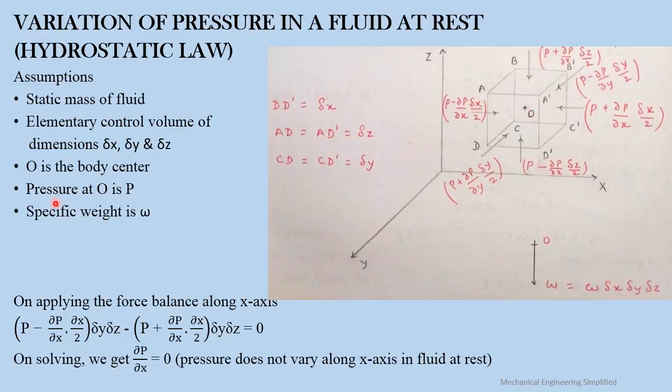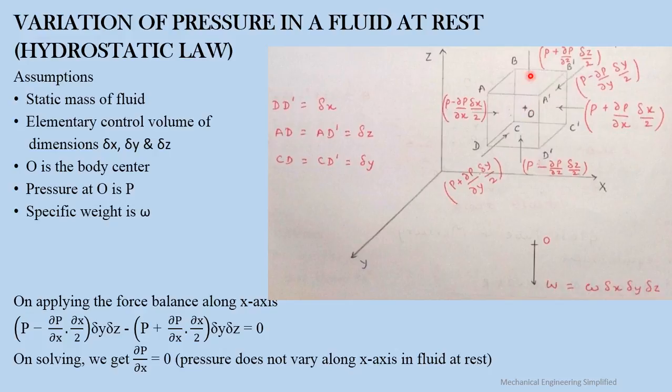You can see that O is the body center, and the pressure at O we have taken as P, and the specific weight is omega. That specific weight is rho into g, that is omega. Okay, so if we take the gradient of the pressure or the forces along all the three Cartesian coordinate directions, x, y and z, then on the face in the negative x direction we have P minus del P by del x into del x by 2, because the distance from O till this face is del x by 2, and similarly the distance from O till this face a dash, b dash, c dash, d dash is again del x by 2.